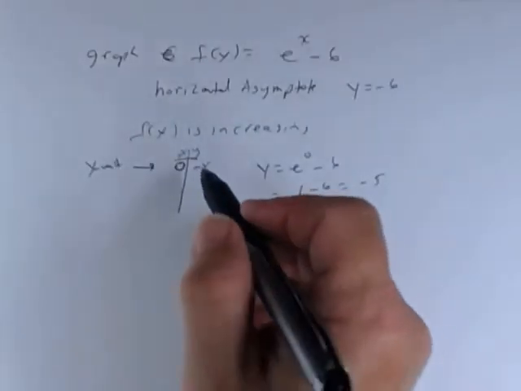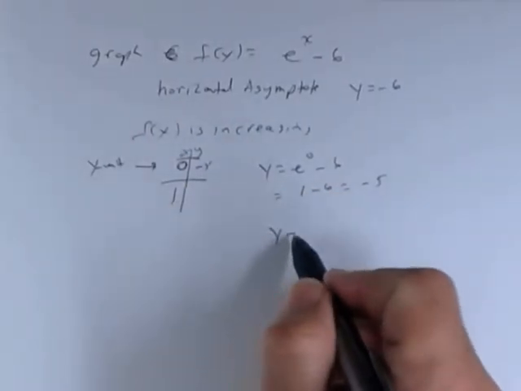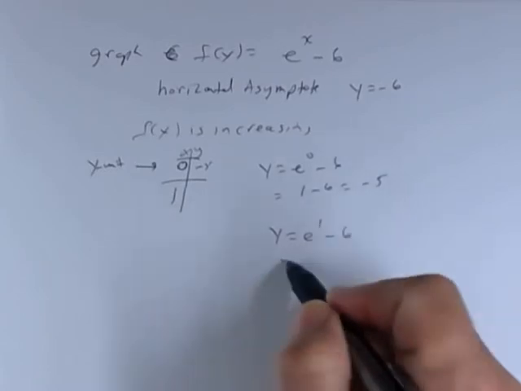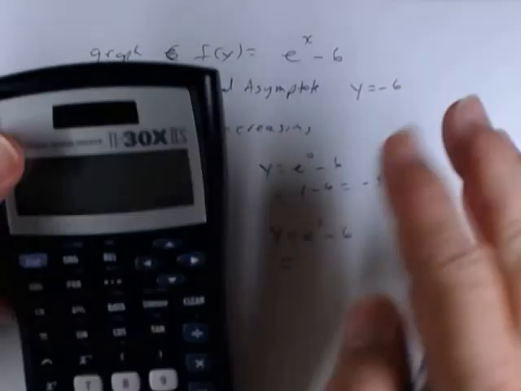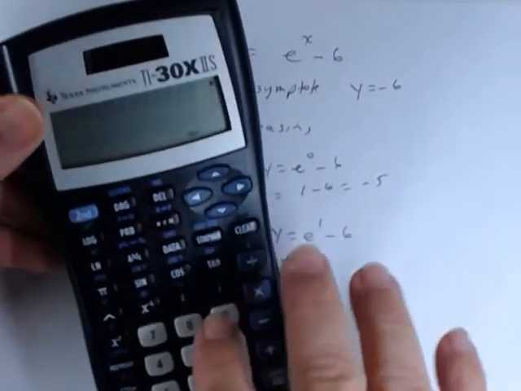1. x is 1. I got y equals e to the first minus 6. Okay, use your calculator. So in your calculator, you're going to say e to the first minus 6. So you do this in your calculator, though. You're going to say second.